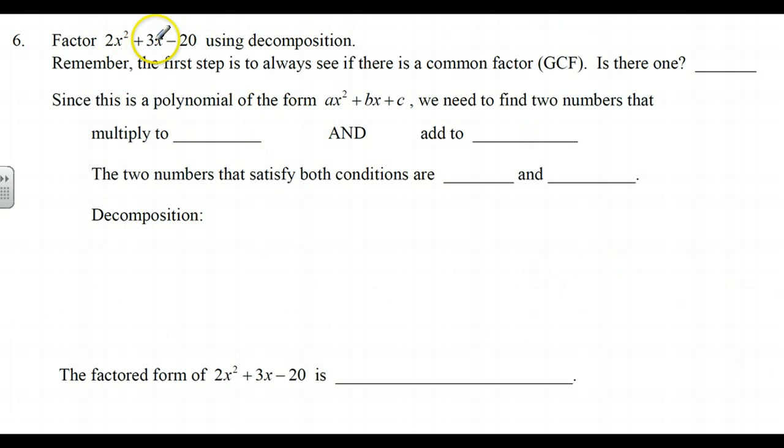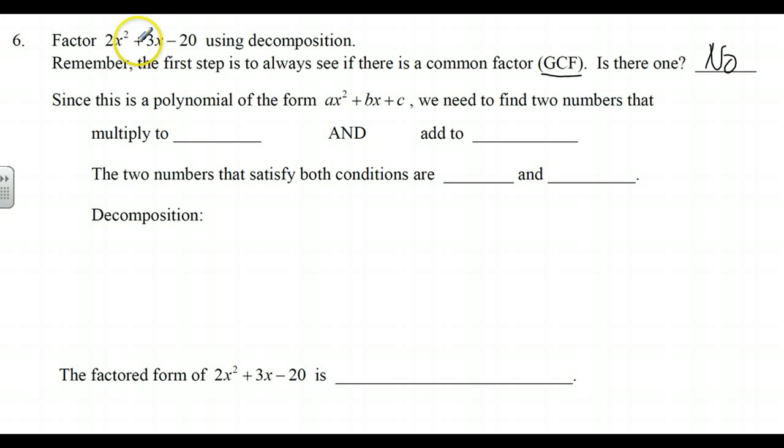So let's try 2x squared plus 3x minus 20 using decomposition. So the first step, is there a greatest common factor? No, nothing, because 2 and 3 are prime. There's no variable the same, so no GCF, right? Always the first step is greatest common factor.